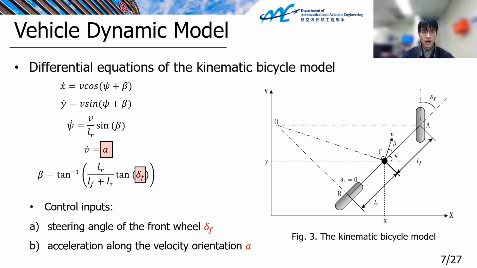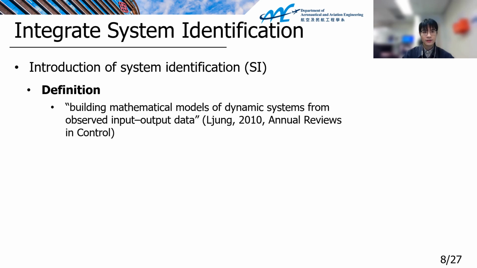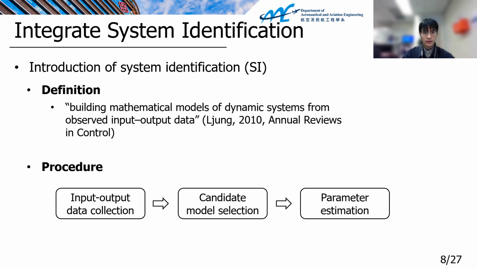We're now going to show how the VDM can be improved by system identification. Firstly, let's take a quick review. System identification is building mathematical models of dynamic systems from observed input-output data. In system identification, there are mainly three steps. Firstly, we need to collect input-output data, and then we need to select candidate models which can represent the relationship between the input-output data. Then we need to estimate the parameters of these candidate models.